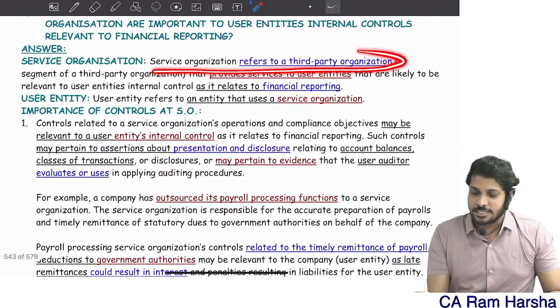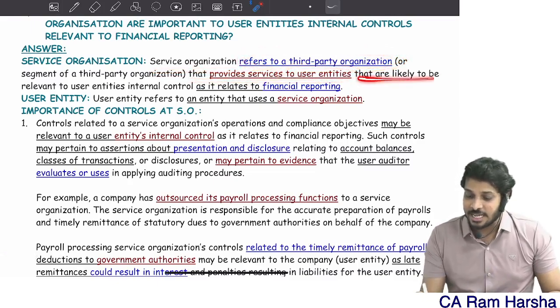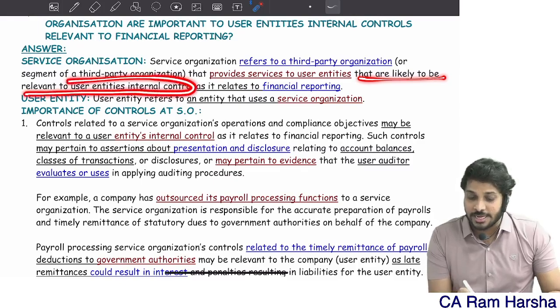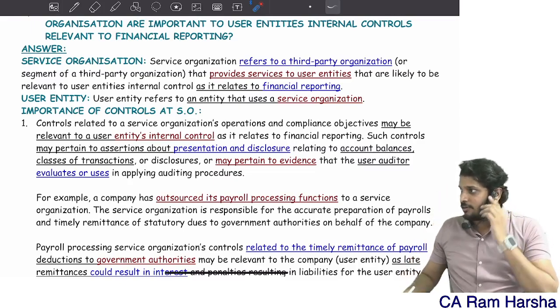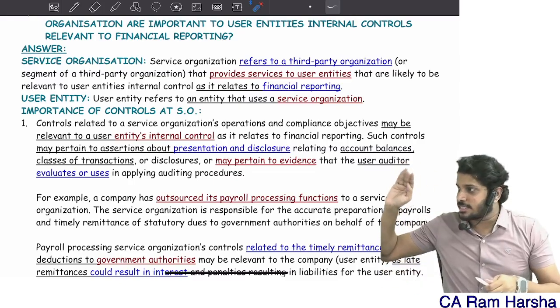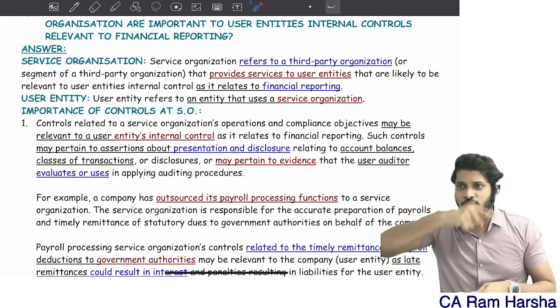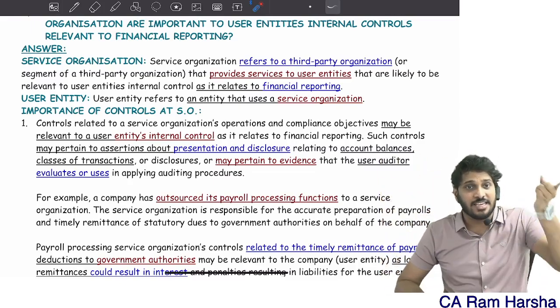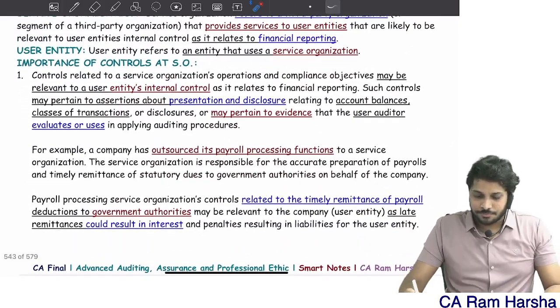Now, what is the service organization? A service organization is a third party organization that provides services to user entities that are likely to be relevant to the user entity's internal control as it relates to financial reporting. Whatever services the service organization provides, they are affecting the user entity's internal controls. They are affecting the user entity's business process, which is affecting the user entity's financial reporting process.